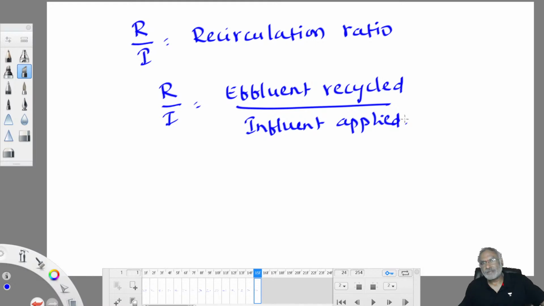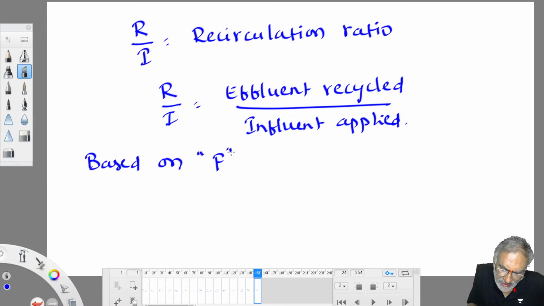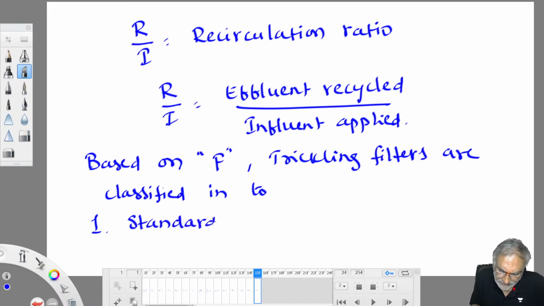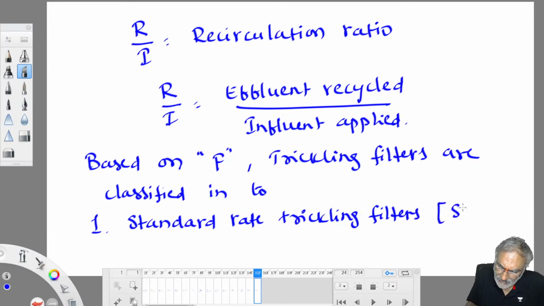Clear now? So, based on F value, trickling filters are classified into two categories: 1. Standard rate trickling filters, and 2. High rate trickling filters.